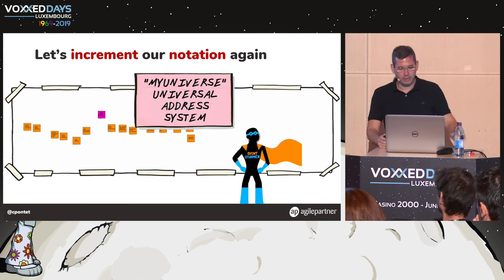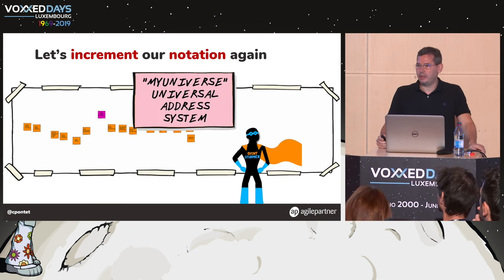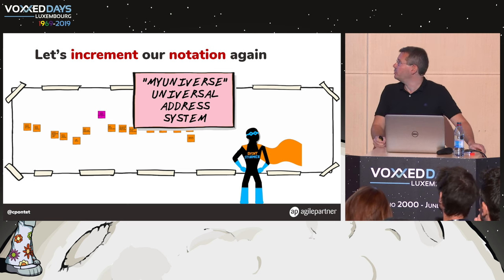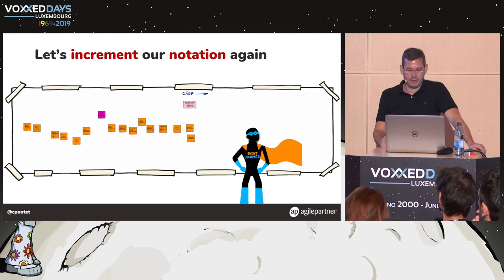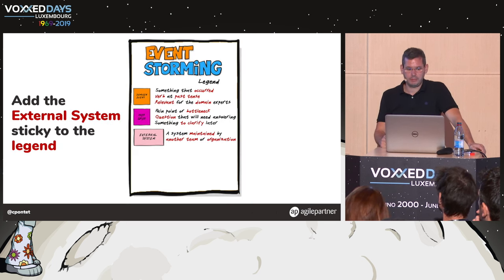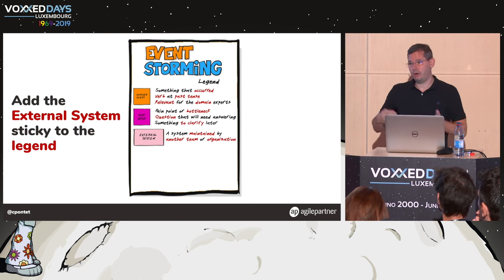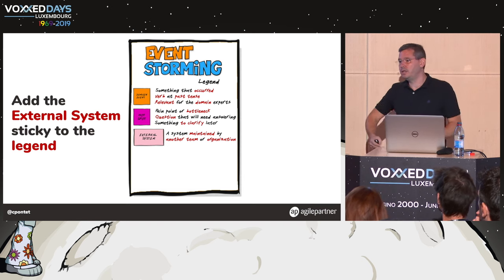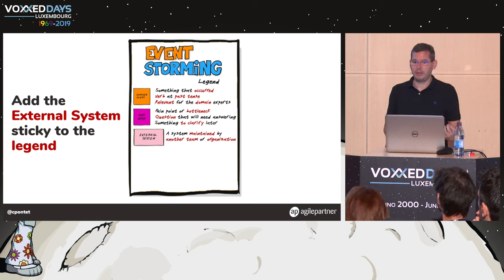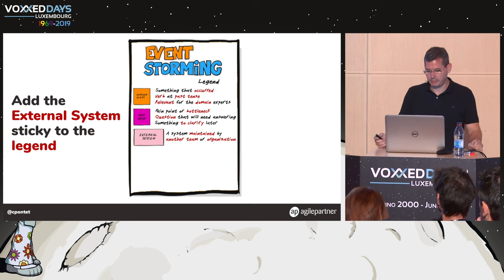Cool. So you will actually call that, and that's yet another notation. It's called an external system. So the My Universe Universal Address System. And you increment your notation. A system, an external system, is a system that is maintained by either another team in the organization or another organization. So it's out of your control, basically. You will need to interact with that system, to integrate with that system somehow.